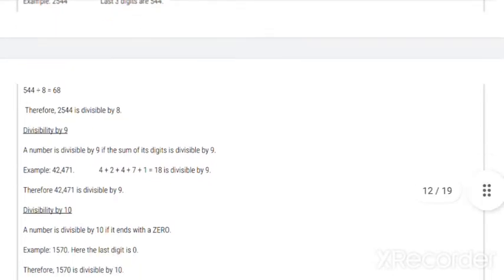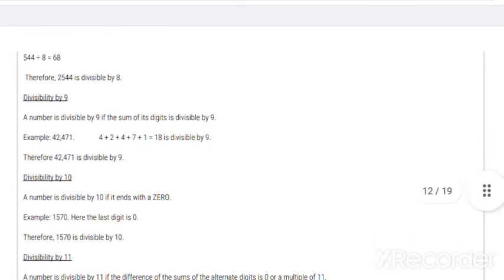Next children, divisibility by 9. Same rule like for 3, a number is divisible by 9 if the sum of its digits is divisible by 9. Like for example, 42,471. Now add all the digits, you will see 18 and 18 is divisible by 9. So children, we can say the given number 42,471 is divisible by 9.